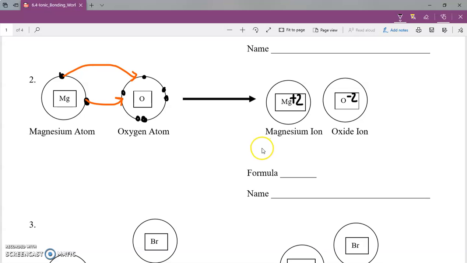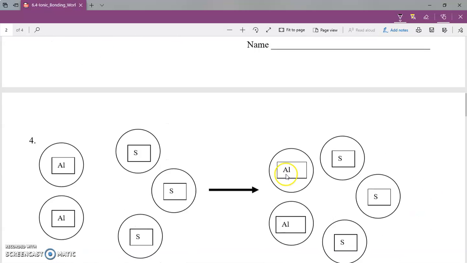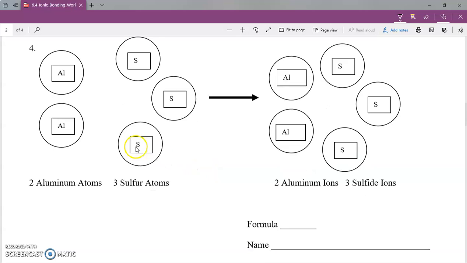Now, what's going to be my formula? Well, as we can see, we have a +2 and a -2. Right now, if I add them up, they're going to cancel out. And so my formula is just going to be simply MgO, magnesium and oxide, right? My name is going to be the combination of these two, magnesium oxide, and you can write that down there. All right, now let's do this one here.